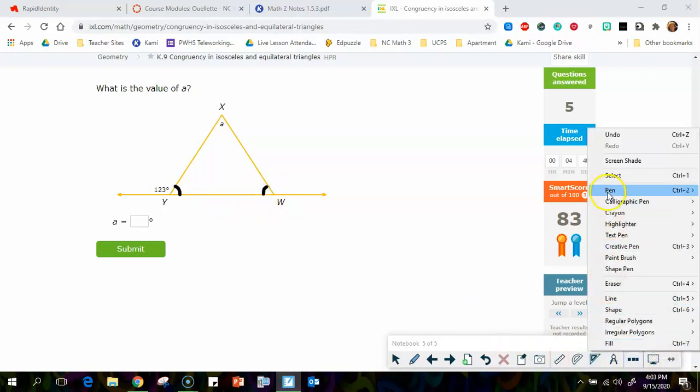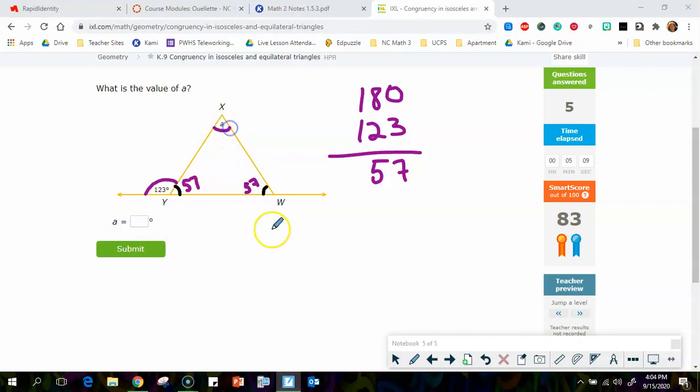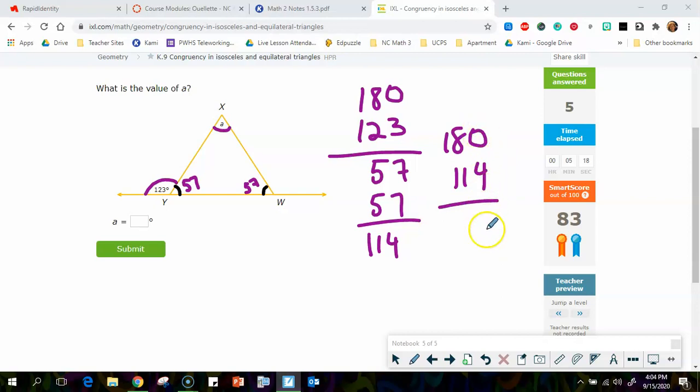Let me get a different color. Let's do purple. So this black angle right here and this purple angle are, remember, what we call a linear pair. So to find the black angle, angle Y, we would subtract 123 from 180, and that's going to be 57. So angle Y is 57. That also means this angle right here is 57. What we're looking for is up here, angle A, and so if we add 57 and 57, we get 114, and then subtract that from 180, that's going to be 66 degrees, I think.